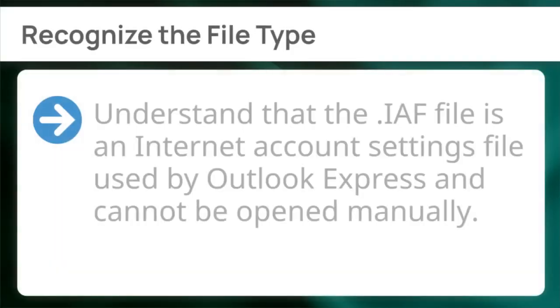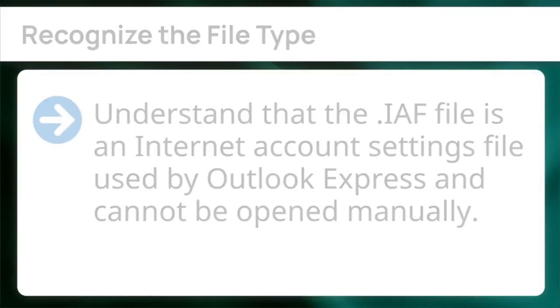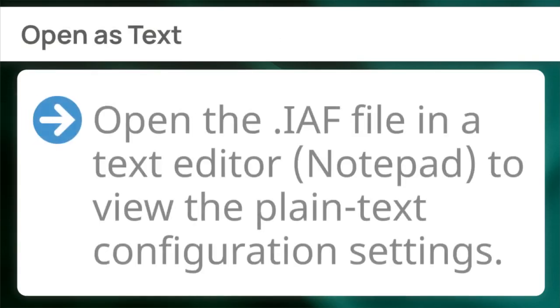First, recognize the file type. Understand that the IAF file is an Internet account settings file used by Outlook Express and cannot be opened manually. Next, use Outlook Express. Open Outlook Express. Go to Tools, Accounts, Import to import the settings from the .iaf file. Finally, open as text. Open the IAF file in a text editor, Notepad, to view the plain text configuration settings.